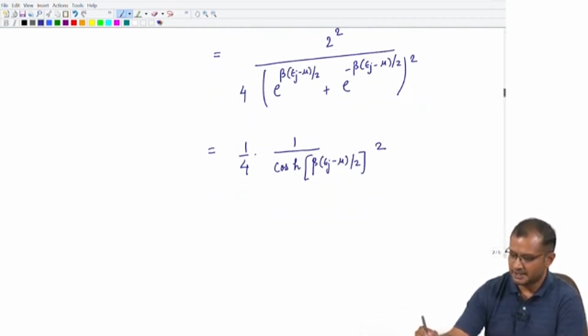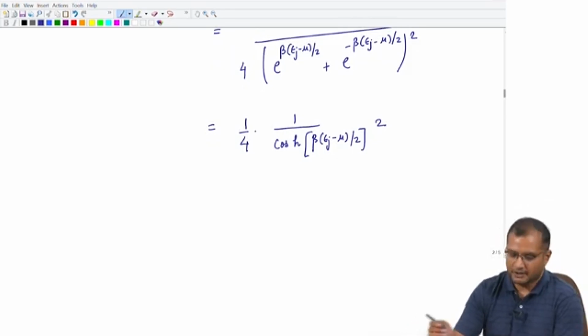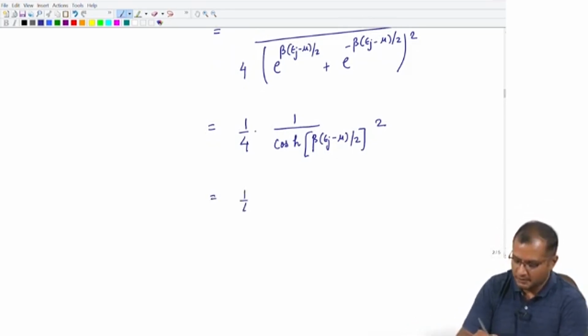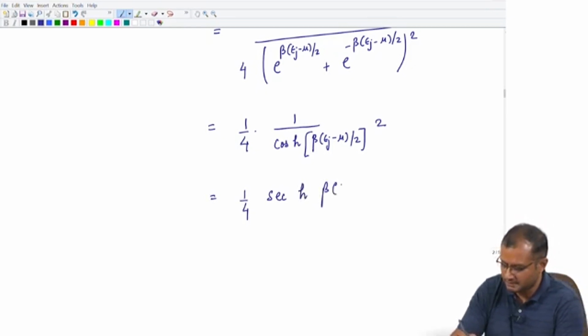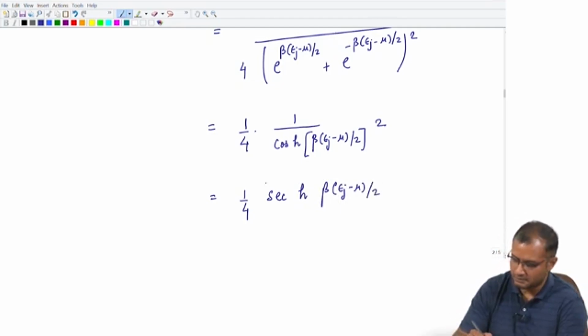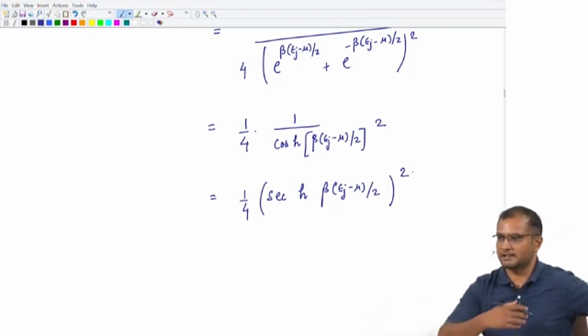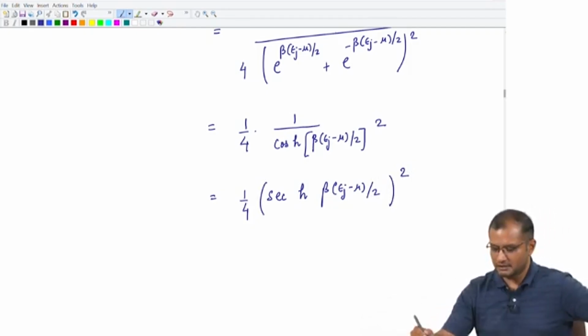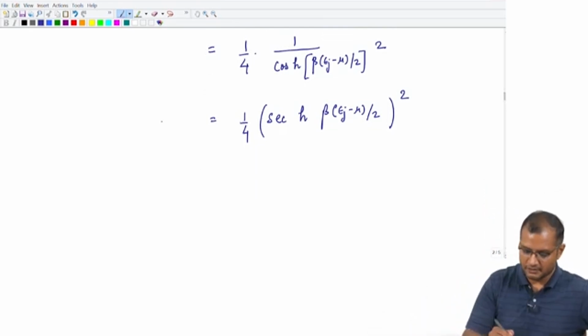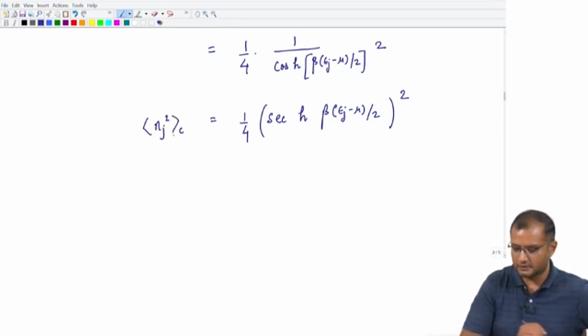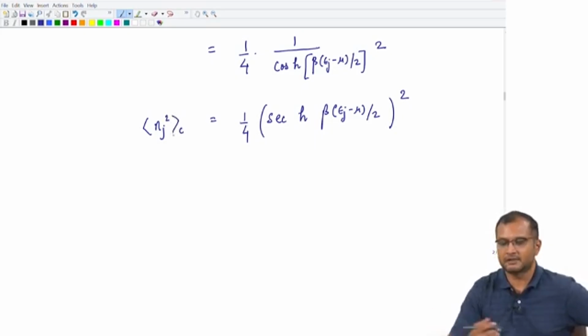Okay. So, you can write it as 1 upon 4 sech hyperbolic of beta (E_j minus mu) by 2, the whole to the power square. So, 1 by cosh is sech, and let us not forget that this was the second cumulant. Now, you have it in terms of energy.